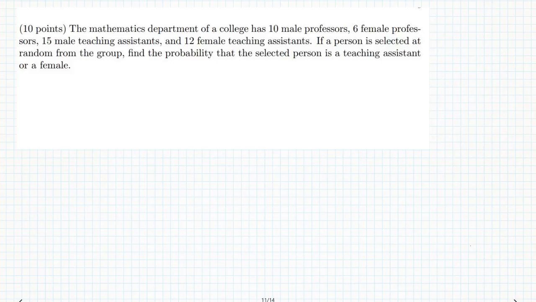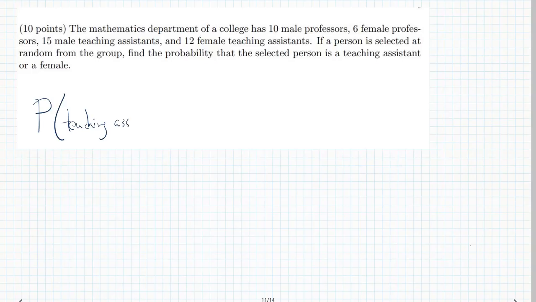Okay, moving forward into probability, we have the mathematics department of a college has 10 male professors, 6 female professors, 15 male teaching assistants, and 12 female teaching assistants. If a person is selected at random from this group, find the probability that the selected person is a teaching assistant or female. So I'm going to actually try and use a rule of probability. So now we can calculate this a multitude of ways. We have probability of teaching assistant or female.